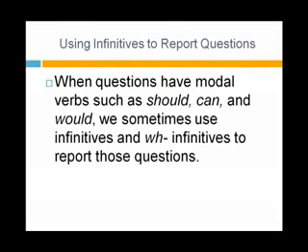So how and when do we use infinitives to report questions? Well, when questions have modal verbs such as should, can, and would, we sometimes use infinitives and WH infinitives to report those questions. I say sometimes because it depends on what the modal verbs express. Let me help you understand by showing you some examples.